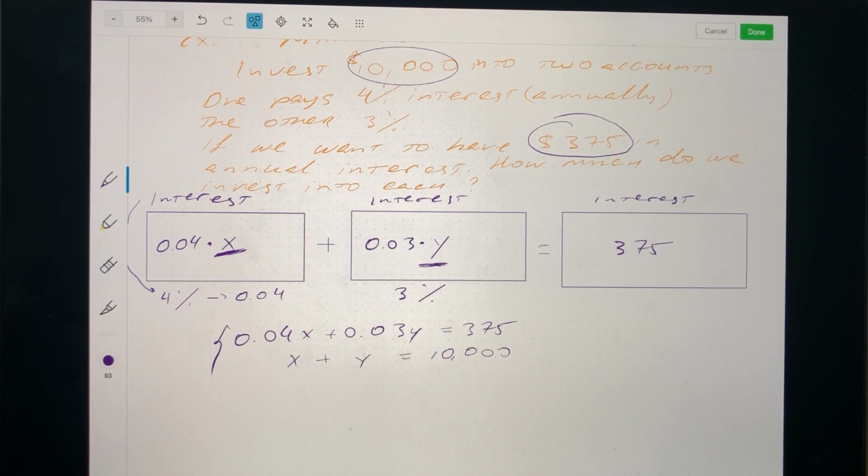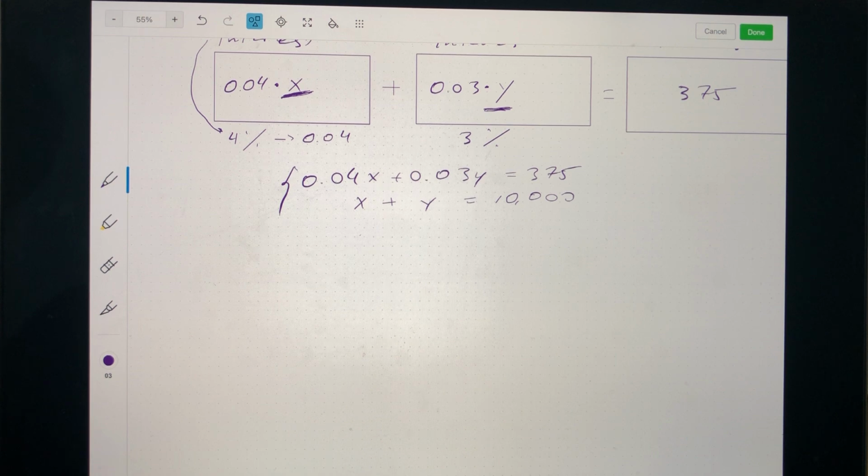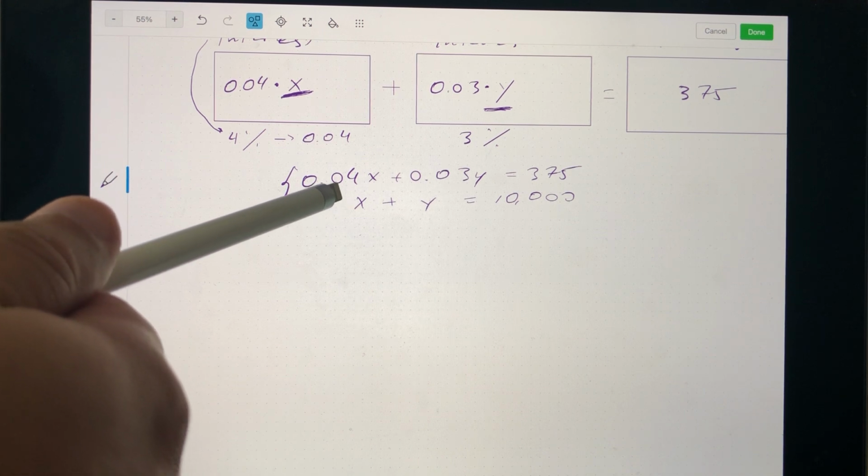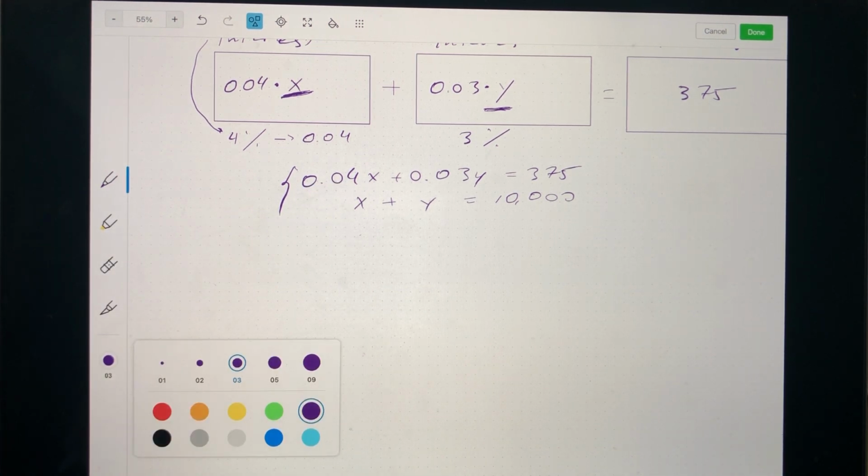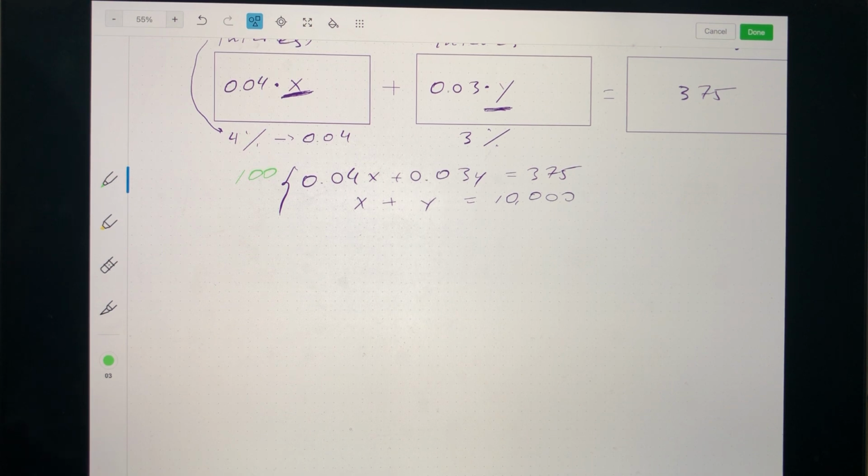And this is our system of equations, and we can solve it whichever way makes it easier for us. Some people prefer to not have the decimals, so to move the decimal over once we multiply by 10, to move it over twice we multiply by 100. So if we multiply the first equation all the way through by 100, the decimals will shift, and we get 4x plus 3y is 37,500. Now the second equation is unchanged, and we could use either substitution or elimination or some technology if we wish.